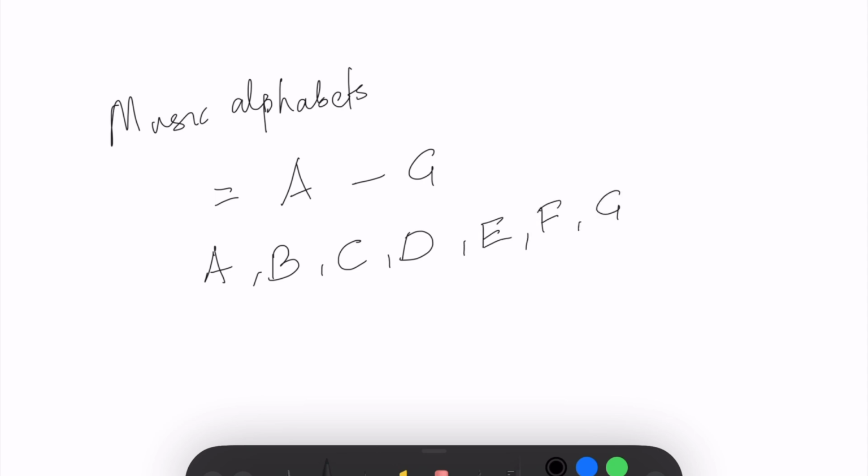And then you ask the question, after G, what's next? Well, the answer is quite simple. It's A again. So we don't have H like in the English letters of the alphabet. The music letters of the alphabet were taken from obviously the English letters of the alphabet, but they stop at G instead of Z for the English alphabet. So A to G are the music alphabets.